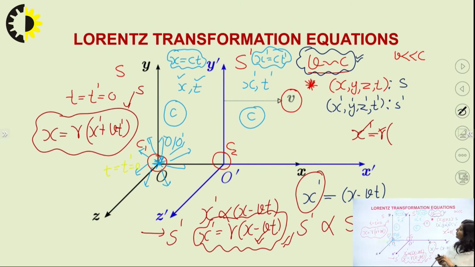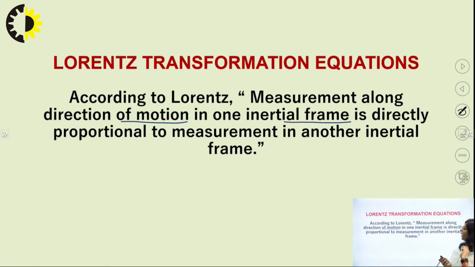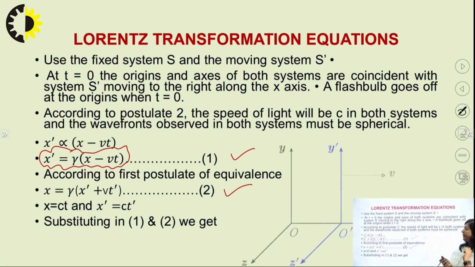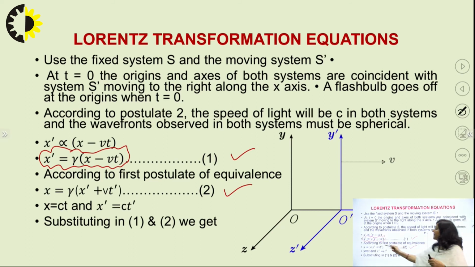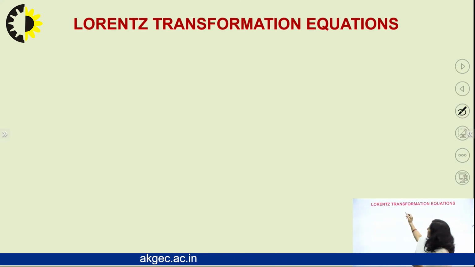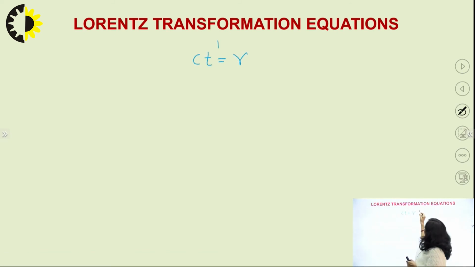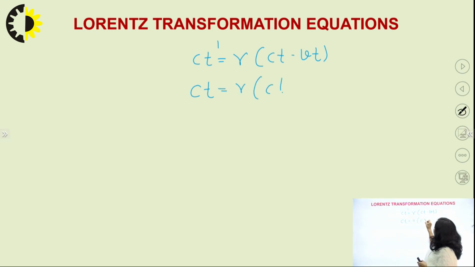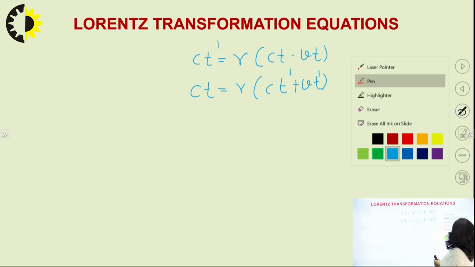We are going to substitute the value of x and x dash in our equation number 1 and equation number 2. So your x is ct here and x dash is ct dash. If you substitute x as ct and ct dash and simplify equation number 1 and 2, you will get ct dash is equal to gamma into ct minus vt. This is from 1. And from 2, your ct will be equal to gamma ct dash plus vt dash. Right? These are two equations. You have to simplify these two.